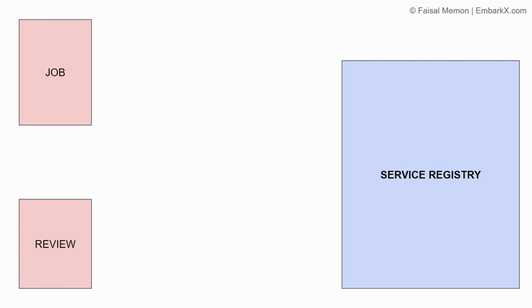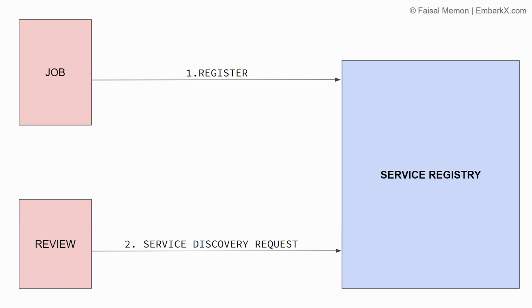Now let us talk about how the service discovery process works. Let's say you have a job microservice and a review microservice. The job microservice will register itself with the service registry that exists in the microservices architecture. Now, whenever the review service wishes to communicate with the job service, the review service will instead go to the service registry and make a service discovery request. A service discovery request is like a request to communicate with a particular service.